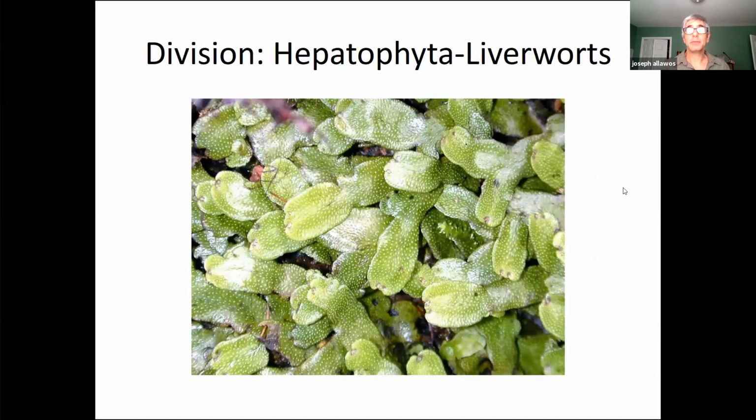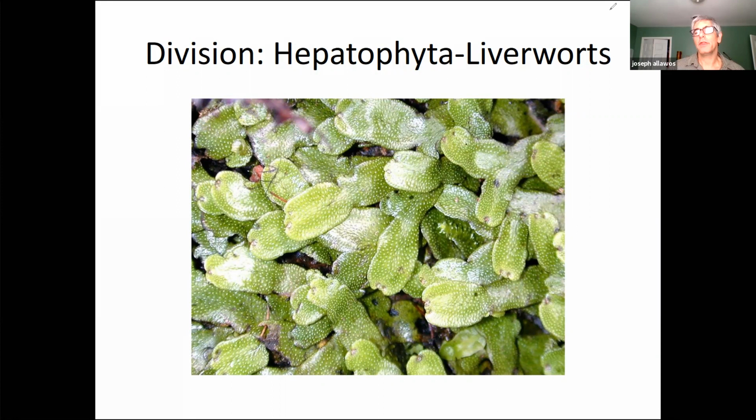And the name liverwort or Hepatophyta comes from a time when we had this thing called the doctrine of signatures. And this is in the 1800s. Humans in the 1800s were very anthropomorphic, meaning everything was about humans. It's all about us, right? And so they would look at a plant, for example, and see how it seemed to relate to humans in terms of human organs.